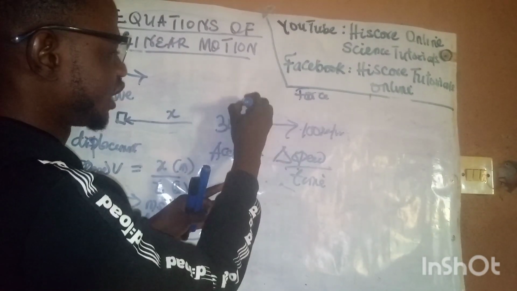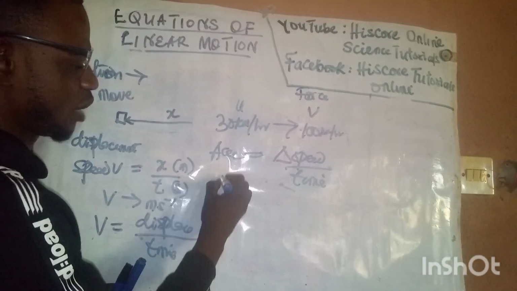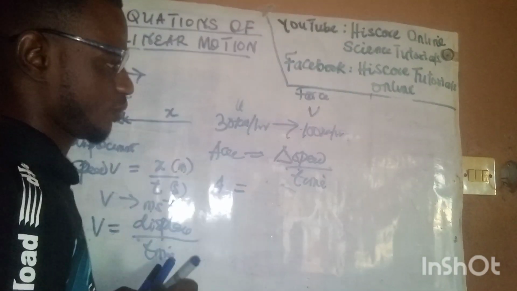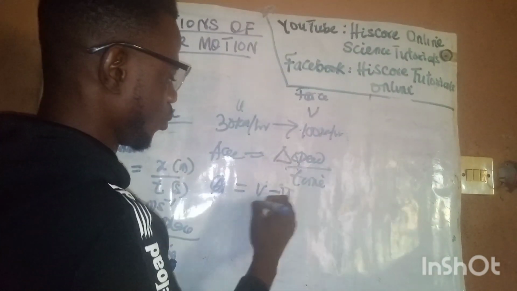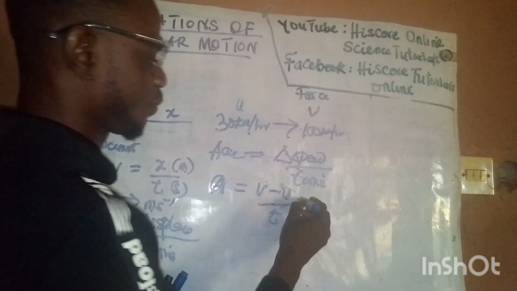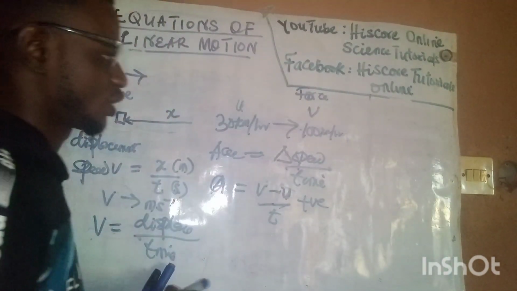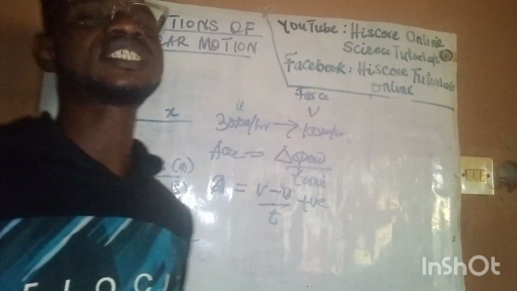So this is our u, initial speed. This is our v, final speed. So acceleration will now be equal to final v minus initial u, over time. Of course, in this case, we're going to have a positive number because this final speed is more than the initial speed. But sometimes it's not like that.